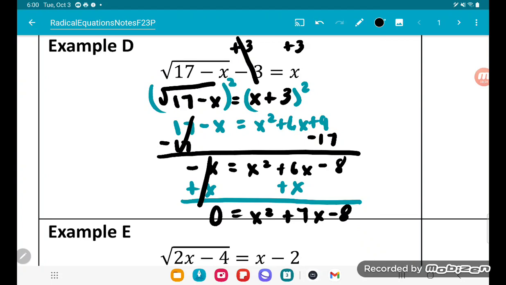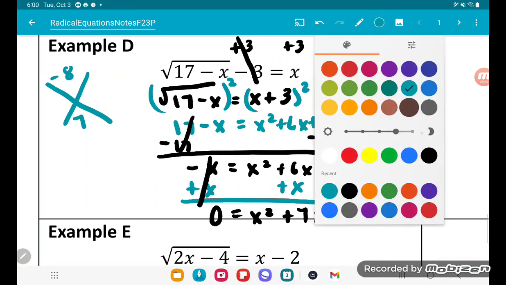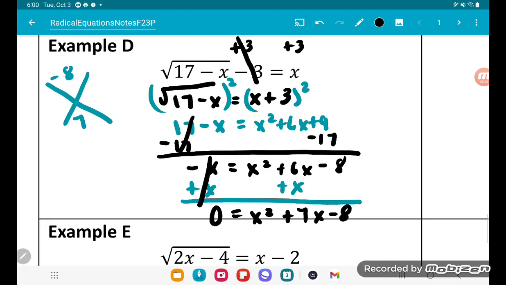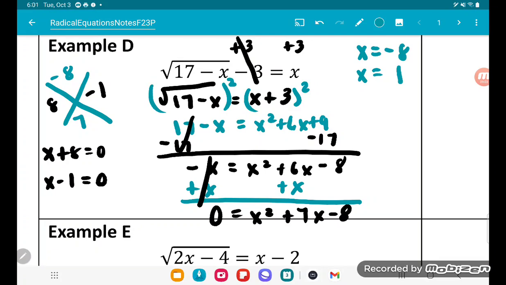From here, we have to factor. In the top is a negative 8. In the bottom is a 7. Two numbers that multiply to equal negative 8 and add to equal 7 are 8 and negative 1. x plus 8 equals 0. x minus 1 equals 0. When you solve, x equals negative 8. x equals positive 1.